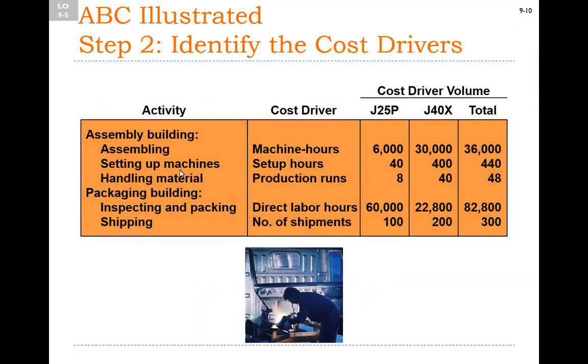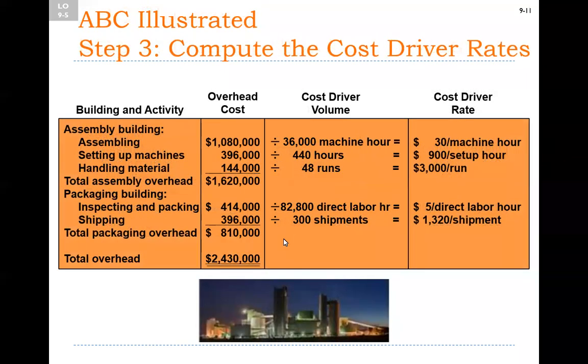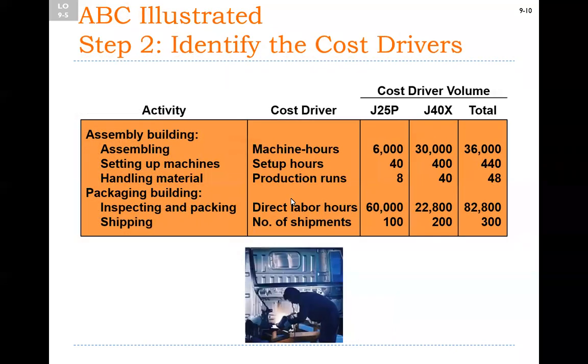The next step is to identify the cost driver. So I know that my activity is assembling, but the cost driver is machine hours. And we get detailed information on the machine hours for each one of our individual products and in total. We see this for all of our individual activities and their respective cost drivers. So J25P has 6,000 assembly hours and the other product has 30,000. Of course, we combine those and that's how we get our totals. Again, that's more information that is typically provided to you in a Connect assignment or in a problem.